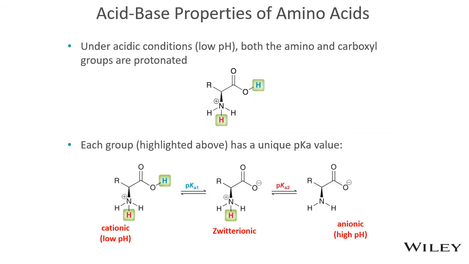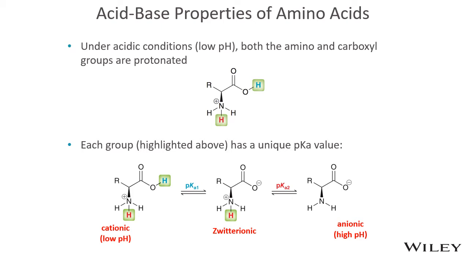Now, one of the most important properties of amino acids is their acid-base properties. Now, since amino acids contain a carboxylic acid functional group as well as an amine functional group, we're going to combine the acid-base properties that we learned in the carboxylic acids chapter as well as the amines chapter.